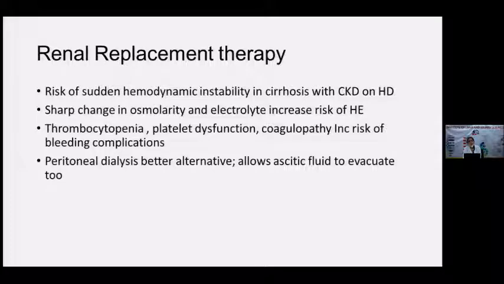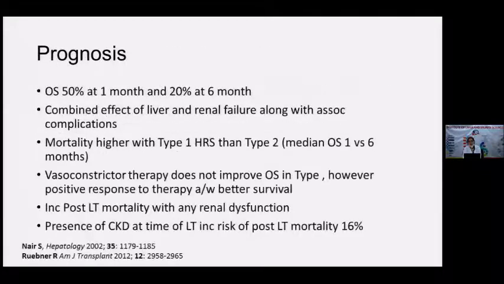RRT: there is a risk of sudden hemodynamic instability in patients with cirrhosis with CKD on hemodialysis. There is a sharp change in osmolarity and electrolytes, increasing the risk of hepatic encephalopathy, platelet dysfunction, coagulopathy, and bleeding complications. So PD is a better alternative in such patients, and it also allows ascitic fluid drainage. Overall survival is 50% at 1 month and 20% at 6 months.